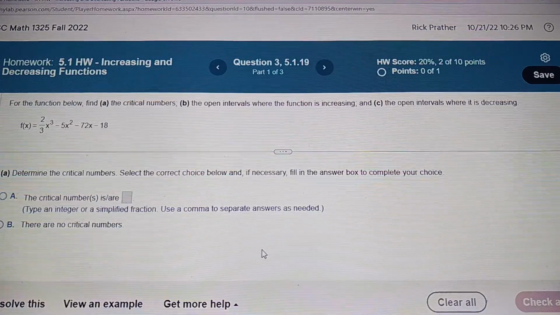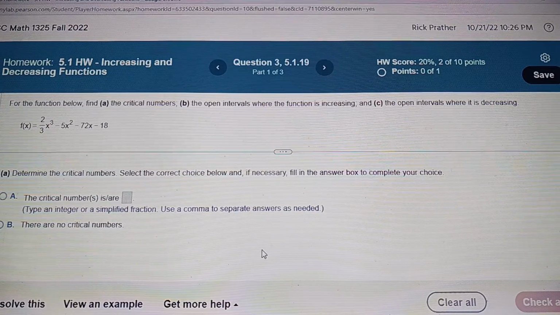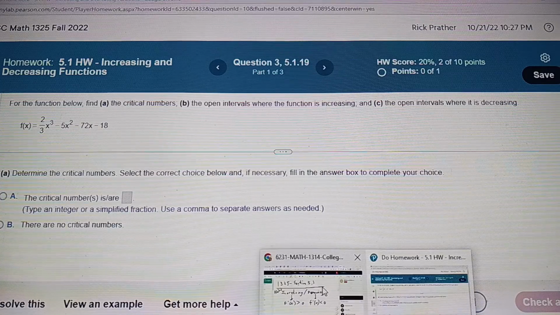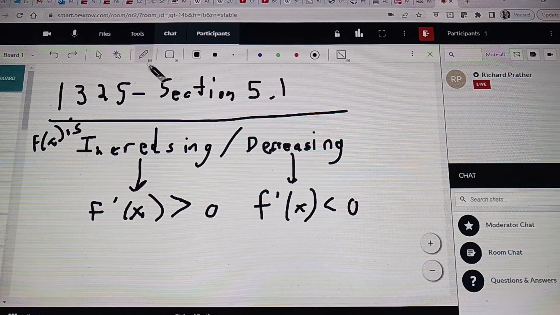Okay, so those two were just looking at graphs. Now we're going to do everything algebraically and with calculus only, no graphs now, although we can look at graphs also later. But okay, so here's an original function. F of x is 2/3 x to the third minus 5x squared minus 72x minus 18. We have a long polynomial here. Part A, find the critical numbers. B, find open intervals where the function's increasing. And C, open intervals where it's decreasing.